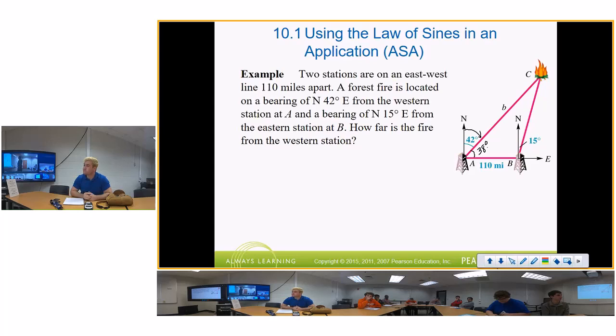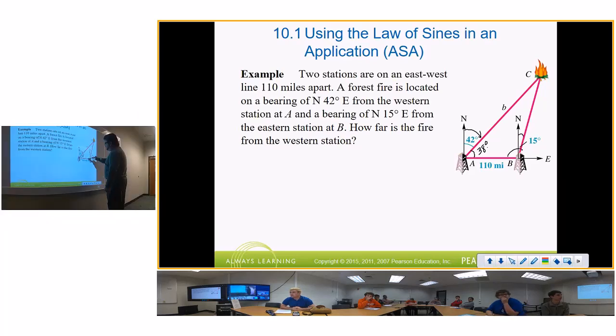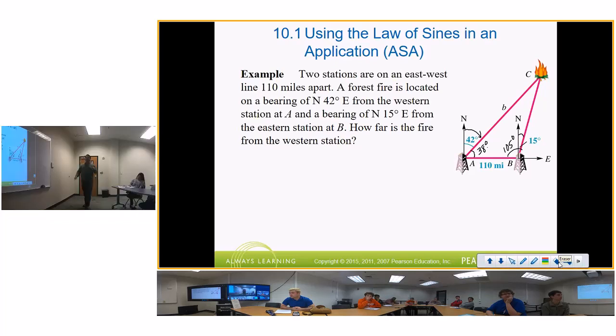Okay? This angle is 15 degrees. Therefore, this angle is what? 105 degrees. Now, if you don't know where I got the 38 and 105, you need to go back to Unit 1.